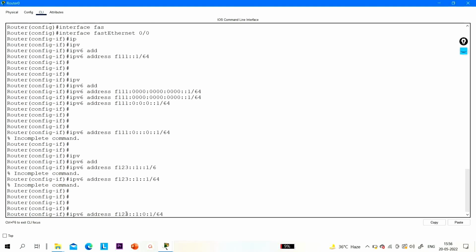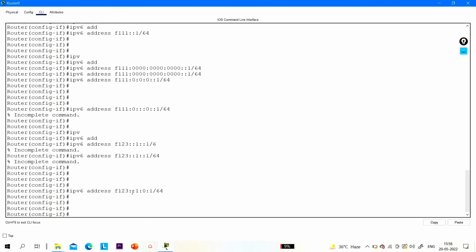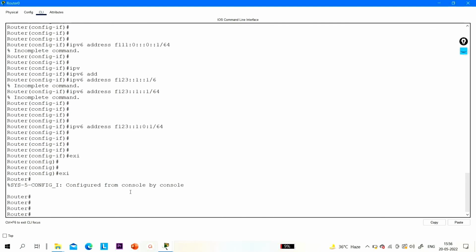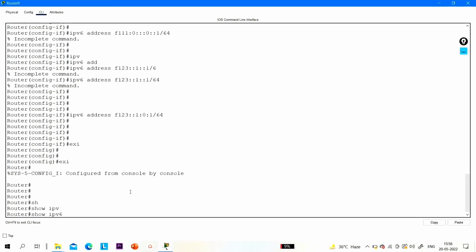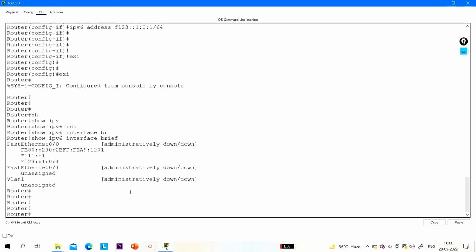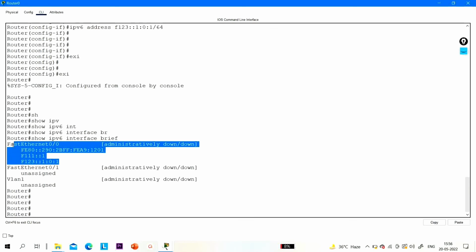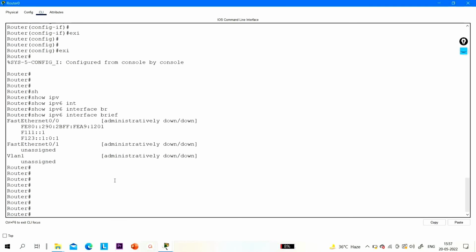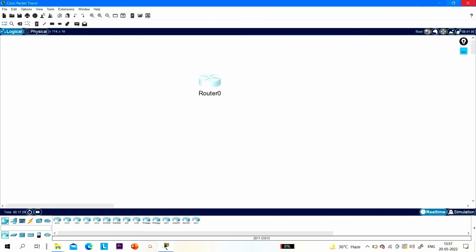Okay, now this is my valid IP address. So between the dual colon, how many fields are there? There are 1, 2, 3, 4 fields, means between the dual colon there are 4 fields, right? Now you can verify it. So ipv6 interface brief. The command to check an IPv4 address is ip interface brief, and the command to check an IPv6 address is ipv6 interface brief, right? And you can see.